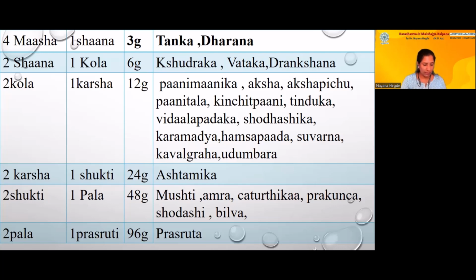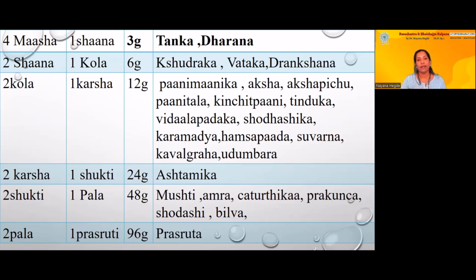Chaturthika is 4 karsha. So 4 karsha leads to 1 pala. Hence they have given chaturthika. So these are the synonyms of pala: Mushti, Amra, Chaturthika, Prakuncha, Shodashi and Bilva.